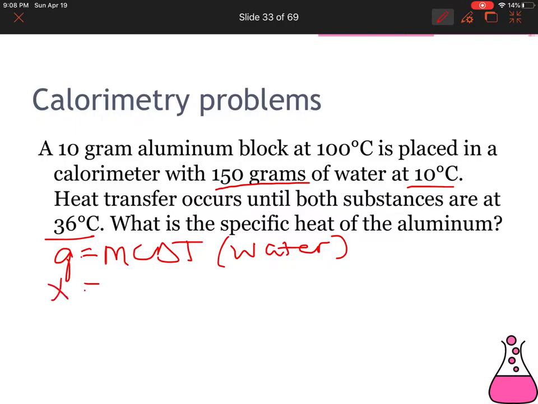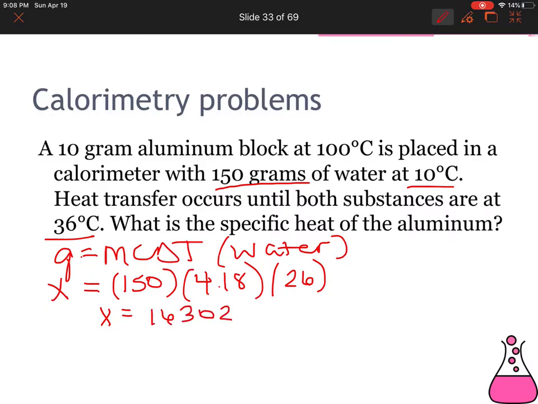So my Q, or my energy, is going to be my X. My mass of water was 150 grams. My specific heat, remember I get that from table B, it's 4.18. And my change in temperature, my final was 36, my initial was 10, so I changed by 26 degrees. So I can go ahead and calculate my X here. When I plug that into my calculator, I should get 16,302. And remember, Q is measured in joules. So that tells me that the water gained 16,302 joules of heat energy.